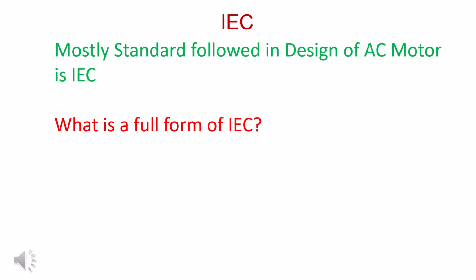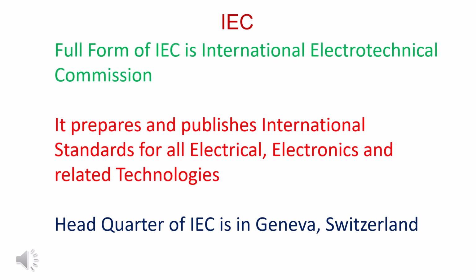What is the full form of IEC? The full form of IEC is International Electrotechnical Commission. It prepares and publishes international standards for all electrical, electronics and related technologies. The headquarters of IEC is in Geneva, Switzerland.